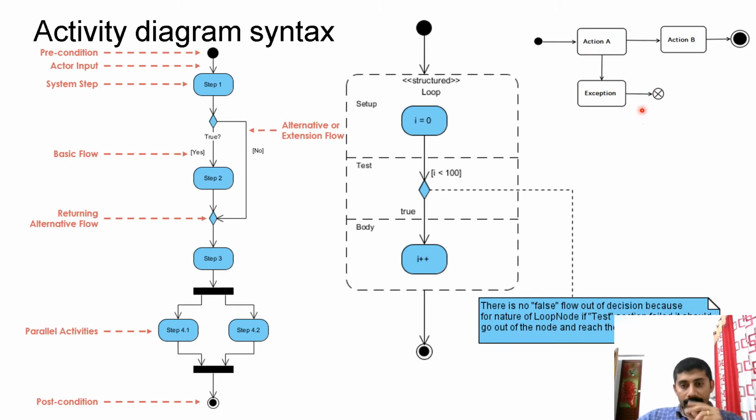Okay, another notation which I wanted to explain is the flow final symbol. Here you can see the start of the activity, action A. Now you have one branch which is going to the exception case. This indicates that this particular control flow is terminated, and the other path will continue without any implication.